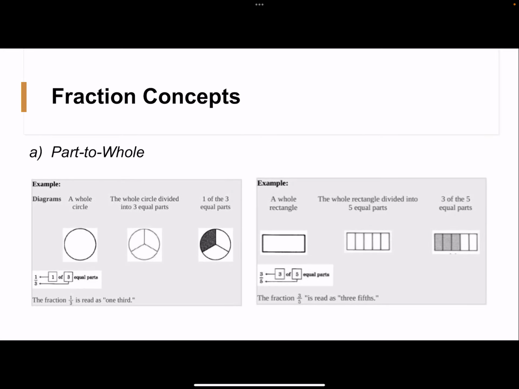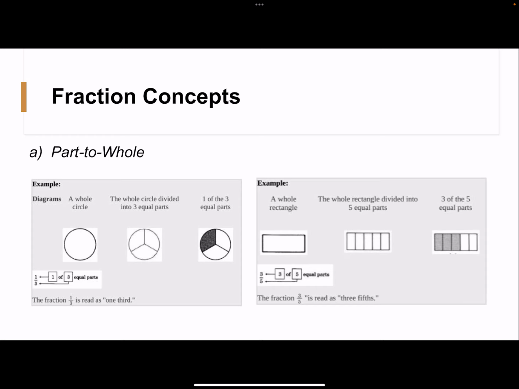The next thing I want to talk about is the fraction concepts that you'll be teaching. One of those concepts is the part to whole concept. And these are some examples from our textbook. We see in the first example that we have a whole circle. And we're going to divide that whole circle into 3 equal parts. And that way you can begin to teach students about fractions. If I want one of the 3 equal parts, that is 1/3. Again, the denominator tells you how many parts that your whole quantity is divided into. And if I have 1 shaded, that's how many parts of the 3 that I'm talking about.